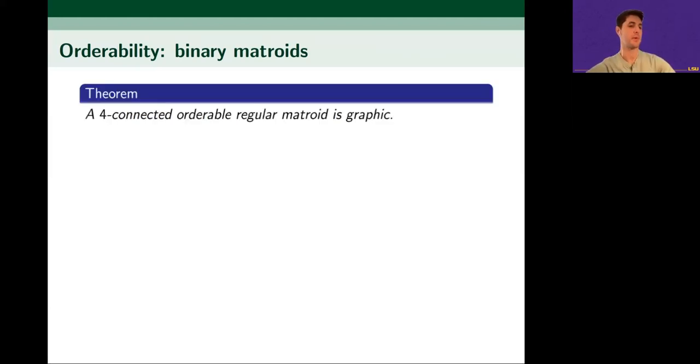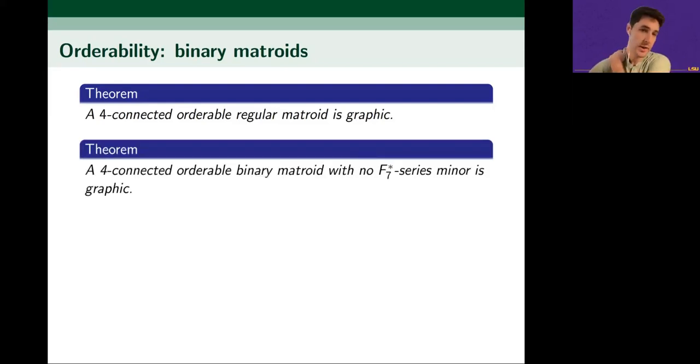I'll say just a few words about it to tempt you into thinking that it maybe isn't as hard as it looks. So a binary matroid is regular as long as it doesn't have a series minor isomorphic to F7 or F7 dual. And having a series minor isomorphic to F7 is not a problem. This is really what we proved. A four-connected orderable binary matroid only needs to avoid having F7 star series minors, and then it's graphic. So we're actually very close to just getting this in general for four-connected orderable binary matroids.